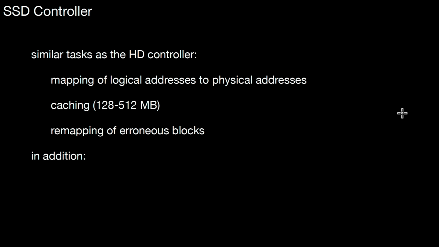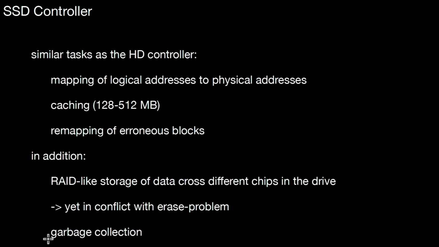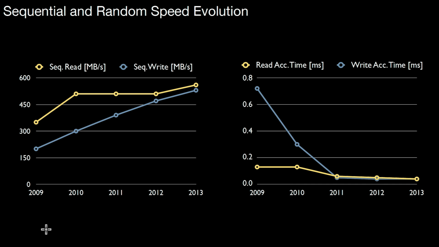But in addition to hard disk controllers, you also have this RAID-like storage of data across different chips in the drive. And this is in conflict again with the erase problem. RAID-like storage, of course, is a variant of write amplification. So you write more, which means you eventually have to erase more. So this is kind of in conflict with the erase problem in an SSD. And of course, you garbage collect the blocks that are not required anymore. And as explained before, you rather tell the SSD whenever possible that it can trim, that it can throw away specific blocks. So here's a little overview on the performance of those devices.